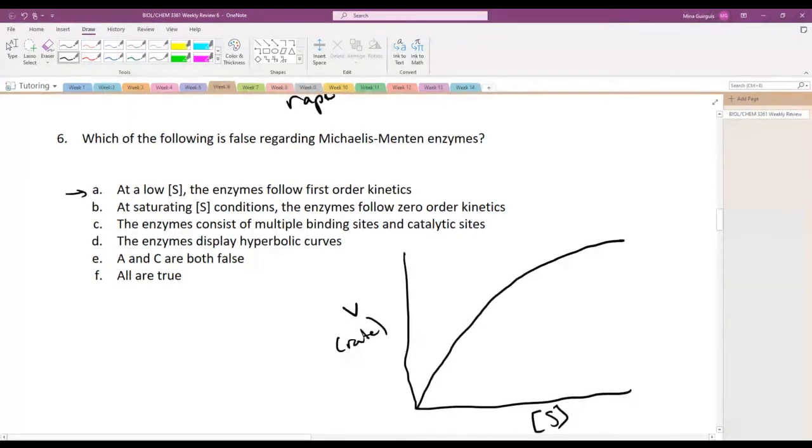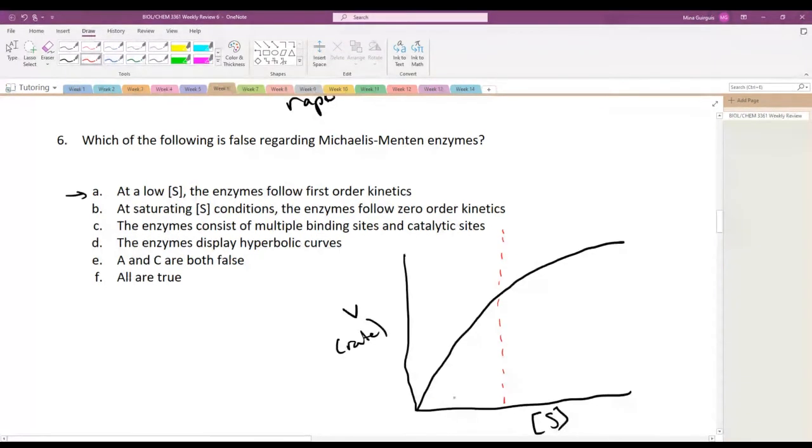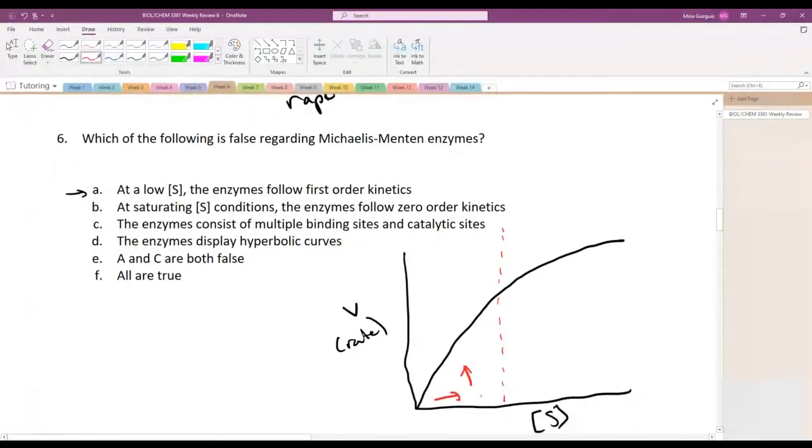So first, at a low substrate concentration, the enzymes follow first order kinetics. So I'm just going to draw a dotted line over here. This seems like it's low enough. So what does first order kinetics tell us? It tells us that as we increase S, V increases, right? As we increase the concentration of this thing, the rate will increase about proportionally. And while this graph is kind of curved, it is pretty close to a linear graph. And so A is actually true, which makes it the wrong answer here. Okay? All right, now let's talk about B.